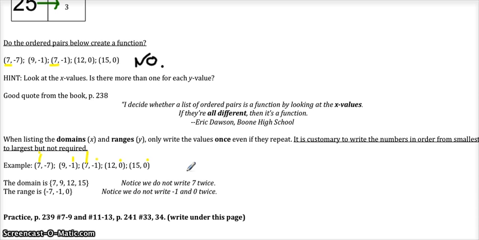So for our practice right now, you can flip up this page and write it right on your spiral. It's page 239, number 7 through 9, and 11 through 13, and on page 241, 33 and 34. And please do not write just the answers, write out the questions as well. Thank you.